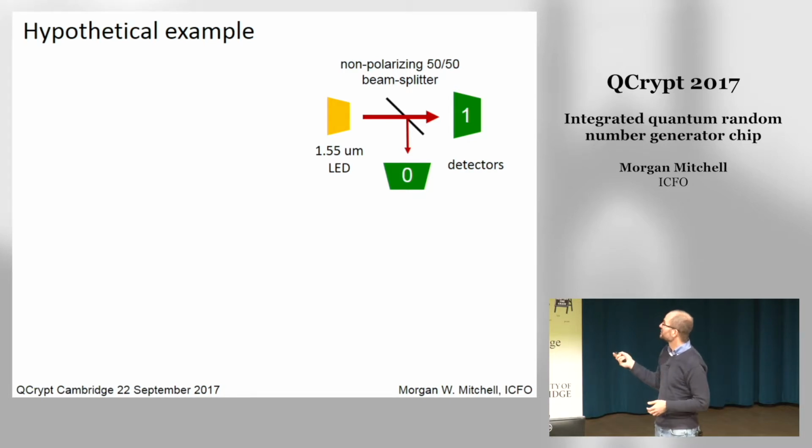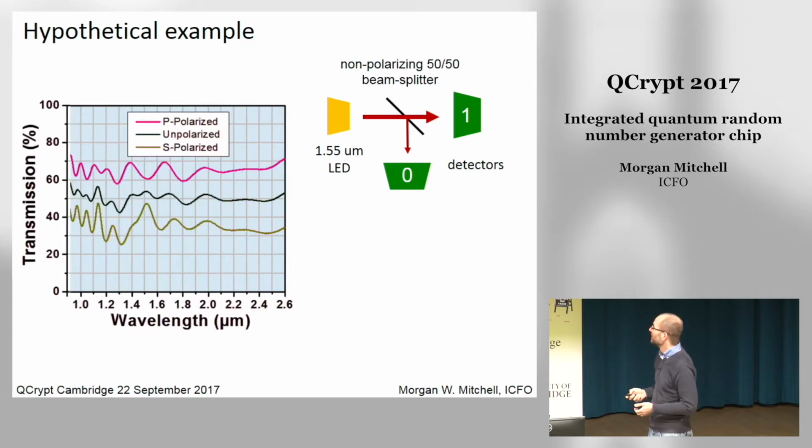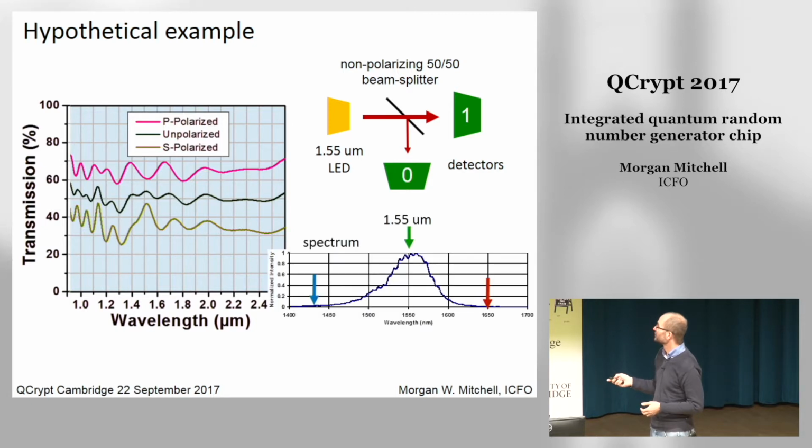And I would like this to be an equal probable process, so I put a 50-50 beam splitter here, and let's just say I'm doing this at a telecom wavelength. Okay, so now I look at what's happening here, and I will find, for example, that my 50-50 beam splitter is only 50-50 for unpolarized light. That is, averaging between the two polarizations, it's 50-50. But for one polarization, it's higher, for the other, it's lower.